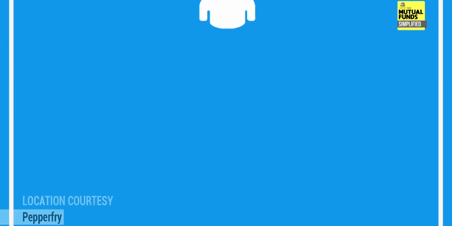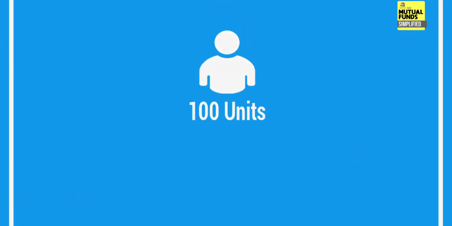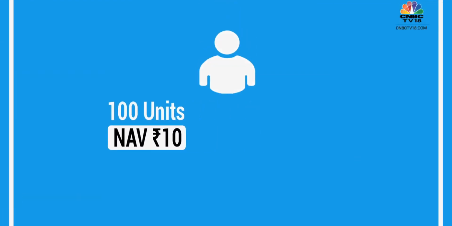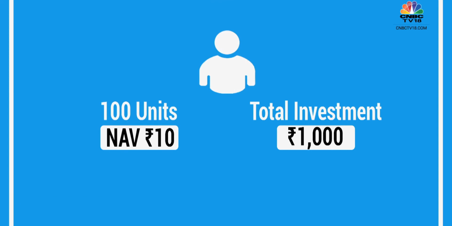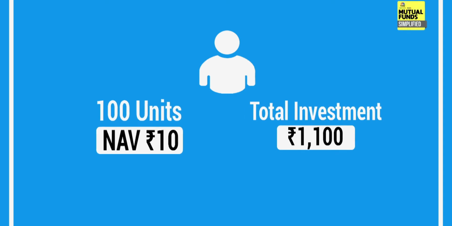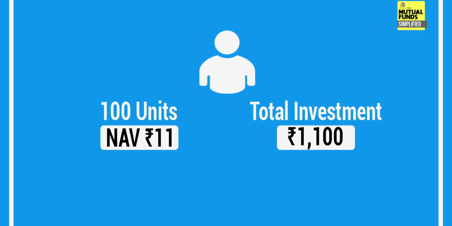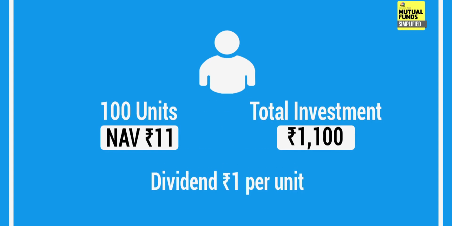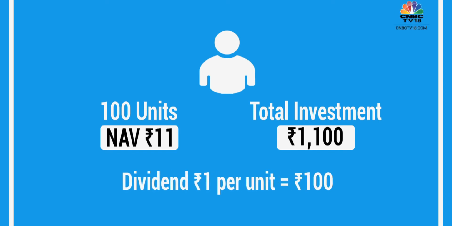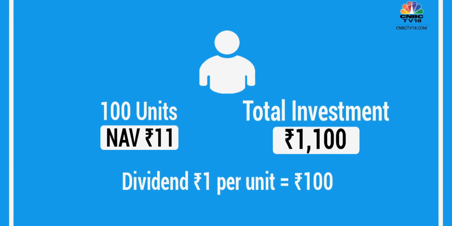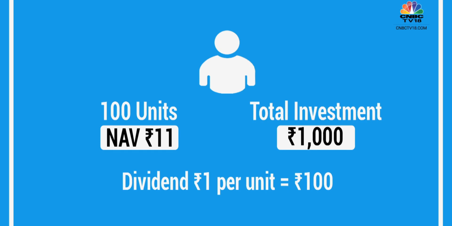So here's how the dividend is calculated in the mutual fund. For example, if you hold 100 units in a fund with an NAV of 10, your total investment therefore is 1,000 rupees. Now if the fund makes a profit and your investment value rises to 1100, the NAV rises with it to 11 rupees. Based on this profit, the fund can choose to declare a dividend of 1 rupee per unit. So the dividend for you would be 100, effectively reducing your investment value from 1100 back to 1000 and bringing your NAV to 10 again.